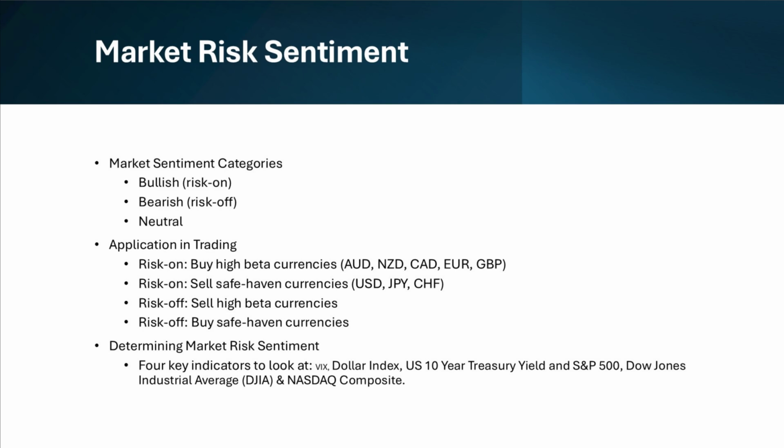In a risk-on environment, we want to buy high beta currencies such as AUD, NZD, CAD, EUR, or GBP, and sell safe haven currencies such as USD, JPY, and CHF. Conversely, in a risk-off environment, we want to sell high beta currencies and buy safe haven currencies instead. So, how do we determine market risk sentiment?